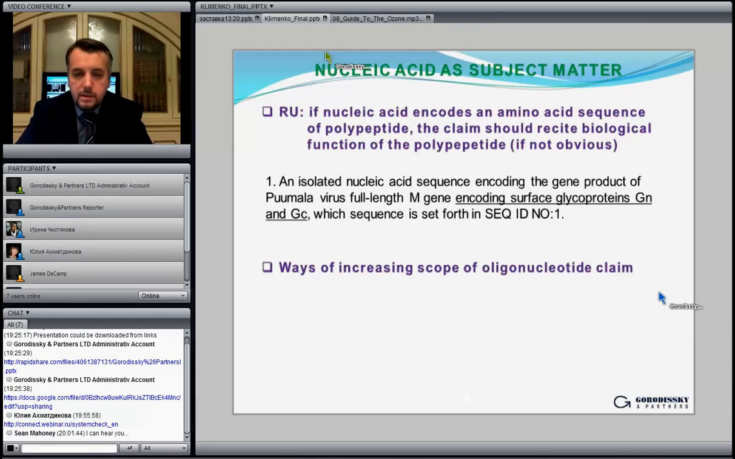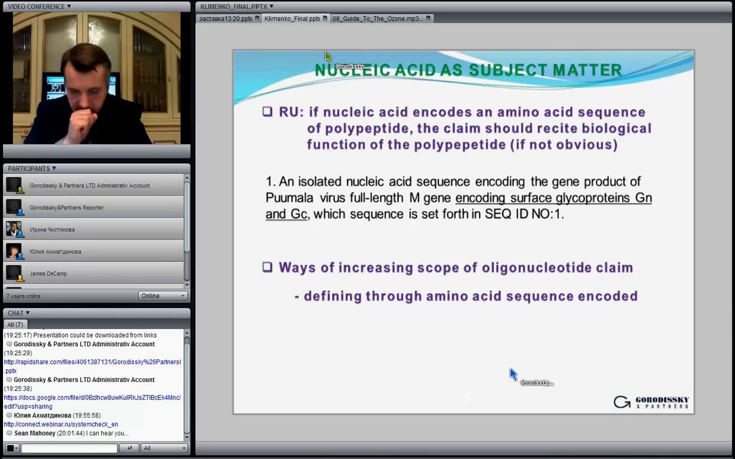The other thing is there are obvious ways to increase the scope of protection for your nucleic acid claim, which stem from the nature of nucleic acid. First of all, in case it encodes some relevant protein, you may define it through the amino acid sequence it encodes. In that case, you will unite under your claim all the numerous nucleic acid sequences which are generated due to the degeneracy of the genetic code, and even structurally unrelated, not really related sequences will be here altogether because they all encode for the same protein.